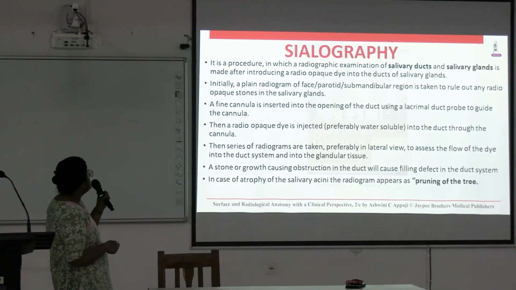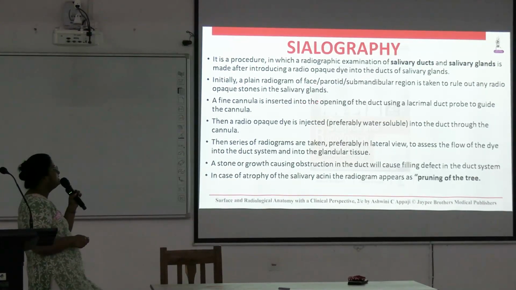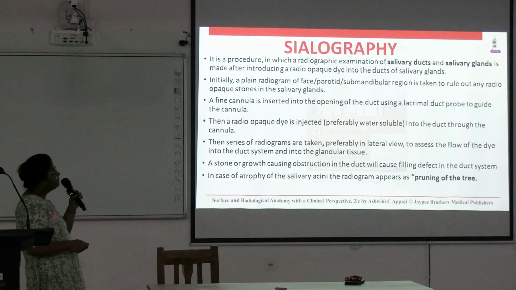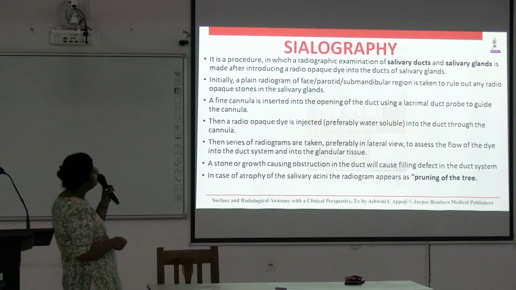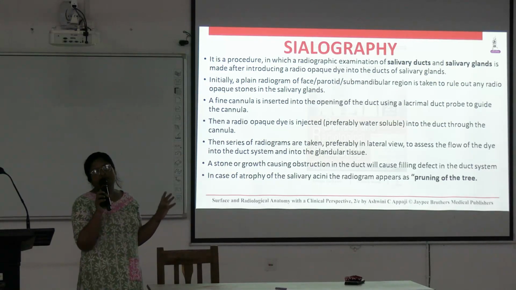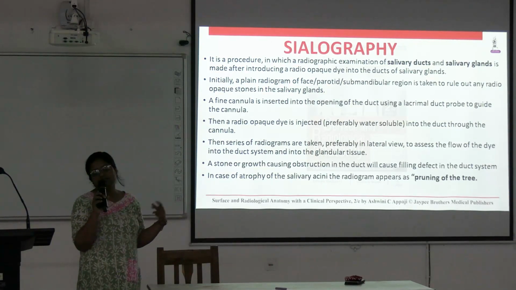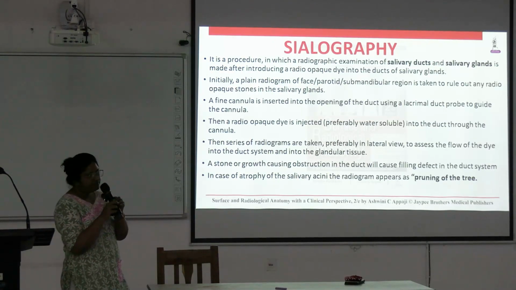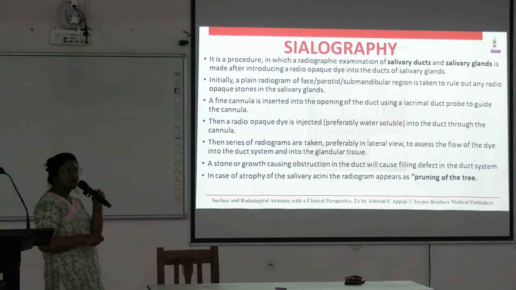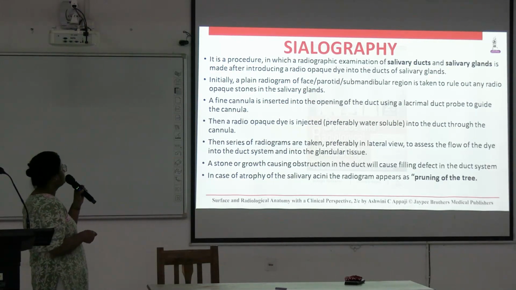Initially, a plain radiogram of the face, parotid or submandibular region is taken to rule out any radiopaque stones in the salivary glands. If a stone is present, there will be obstruction, and the dye will not enter into the different branches of the duct. So that's why you have to first rule out any radiopaque stones in the salivary glands.